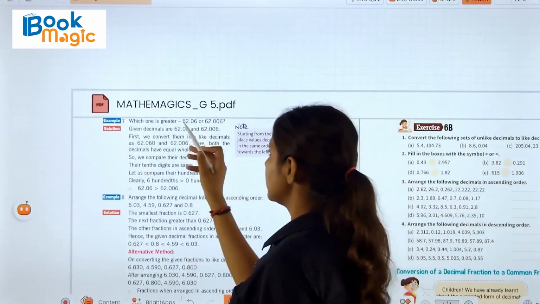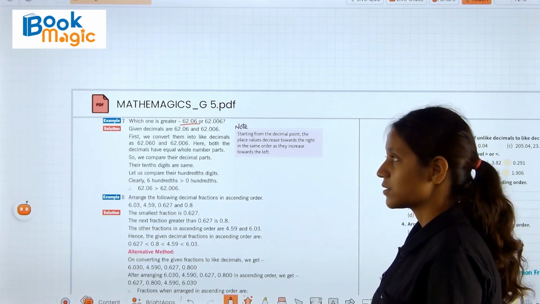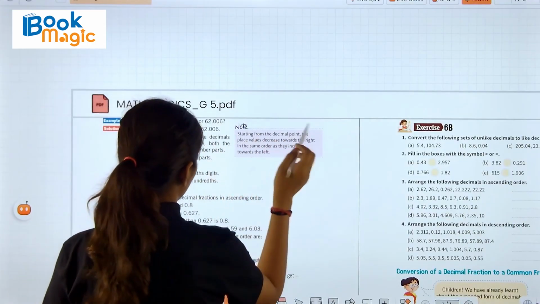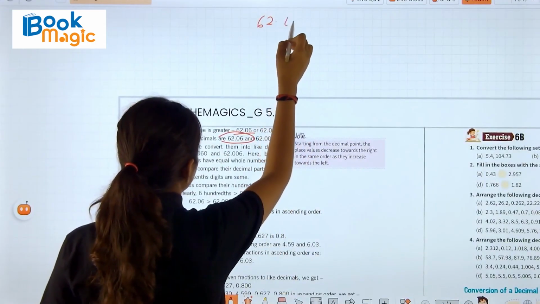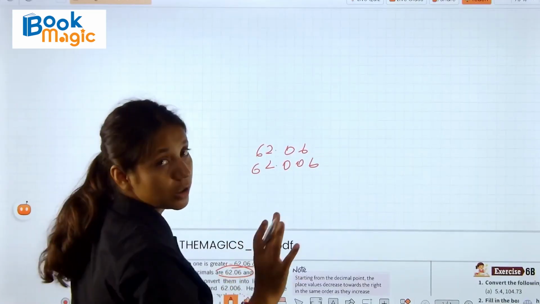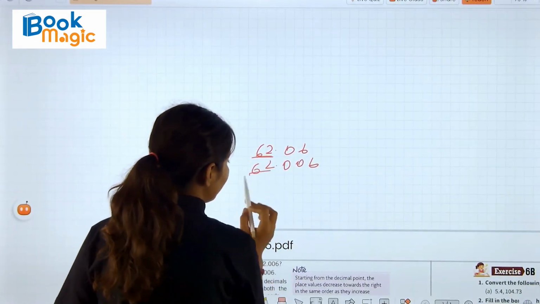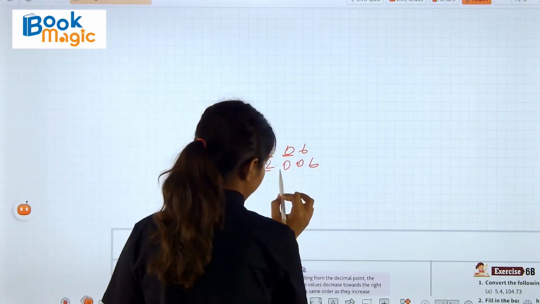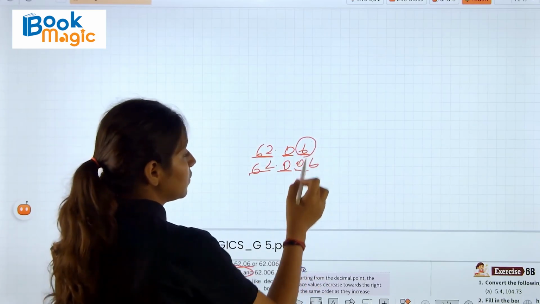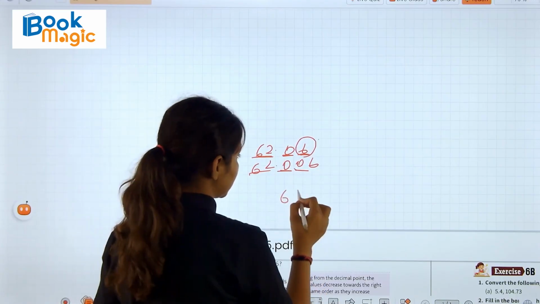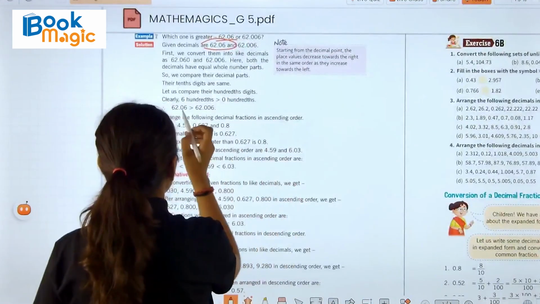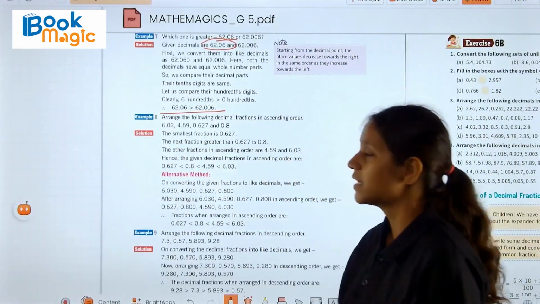Which one is greater, 62.06 or 62.006? So, given decimals are 62.06 and 62.006. Let's compare them firstly according to our concept. So, whole numbers are same. So, we have to check the tenths place. They are again same. Then we have to check the hundredths place. So, it is having the value 6 and 6 is greater than 0. That means 62.06 is greater than 62.006.